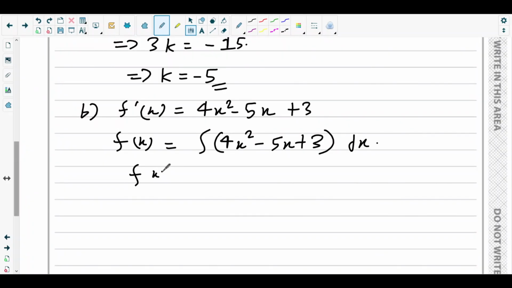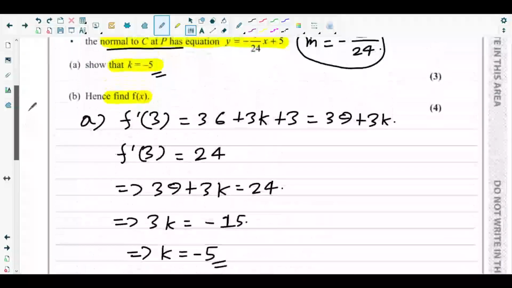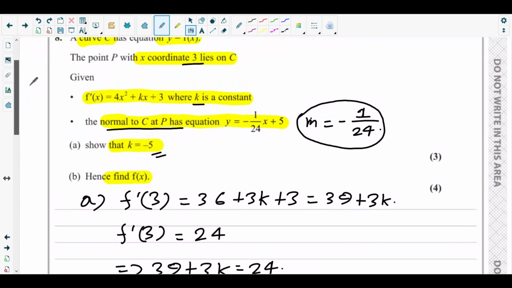Integration is a reverse process, so that's why we will integrate the gradient function. If you integrate, what you will get? x cubed, because in integration we add 1 to the power and then divide the coefficient by the new power. So 4/3 x cubed, then here you will get x squared. We got the new power 2, so negative 5/2 x squared, plus 3x plus c. Now we need to figure out the value for c.